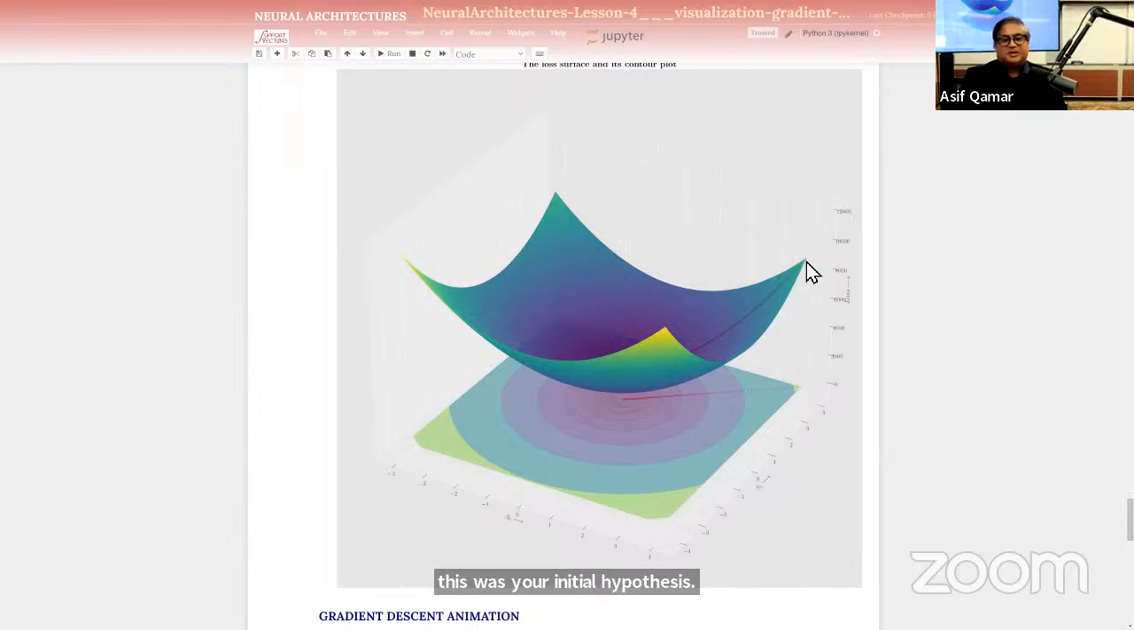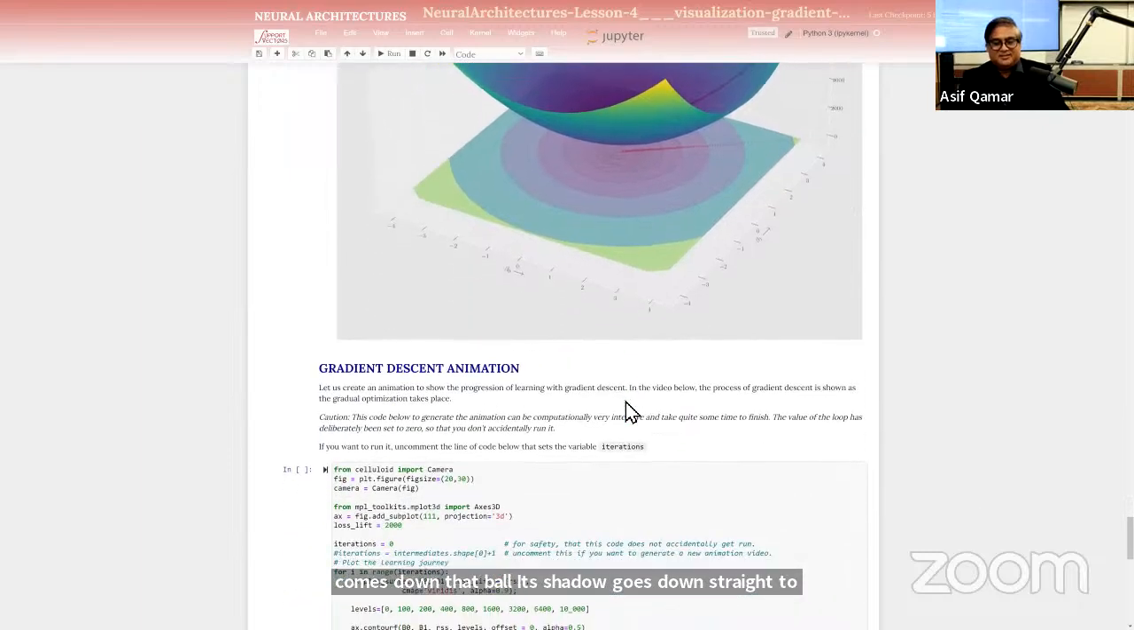So the loss was this much. Remember, I chose this, right? 4 minus 4 or something like that, or 4 and something. Yeah. I took this deliberately, as bad an answer as possible. So it leads to this. And gradually, as the ant comes down that bowl, its shadow goes down straight to the right hypothesis, the best hypothesis, isn't it?